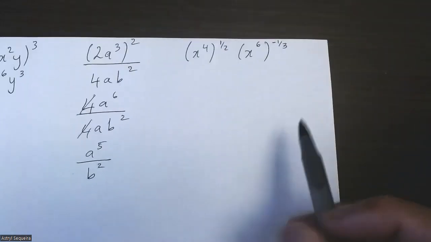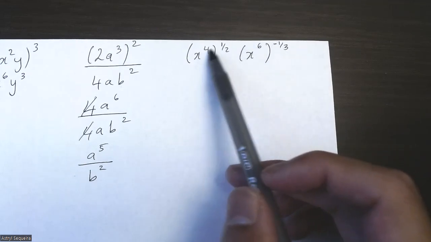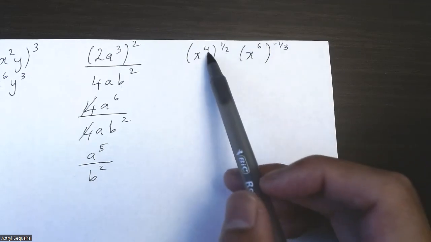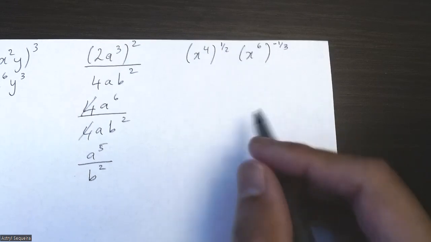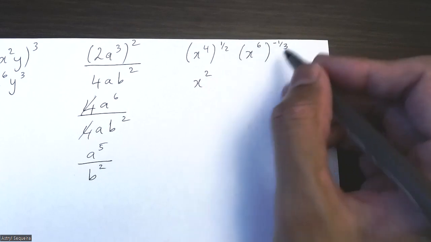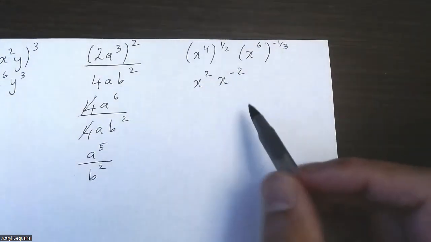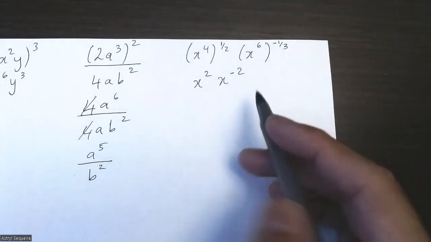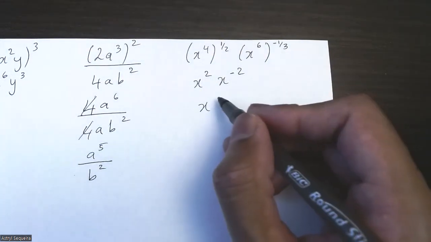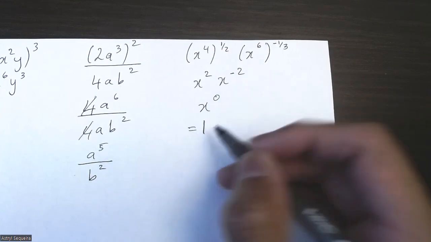Let's go to the third one over here. Now we have some fractions in our exponents, but a pretty similar idea. We're going to start by just distributing these exponents into the bracket. So 4 times 1/2 is just 2. And 6 times negative 1/3 is just negative 2. Now I'm going to add my exponents because they're multiplying. So 2 plus negative 2 is just 0, and anything to the power of 0 is just 1.